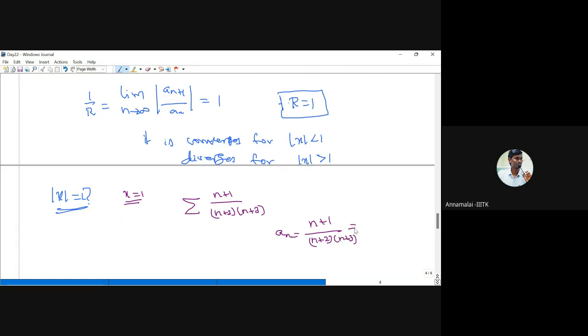You can take n outside and then cancel. We have a numerator 1 plus 1 by n. The denominator, you can take n outside. We have 1, n is there. Therefore, 1 plus 2 by n and 1 plus 3 by n. Right? So, this is an.